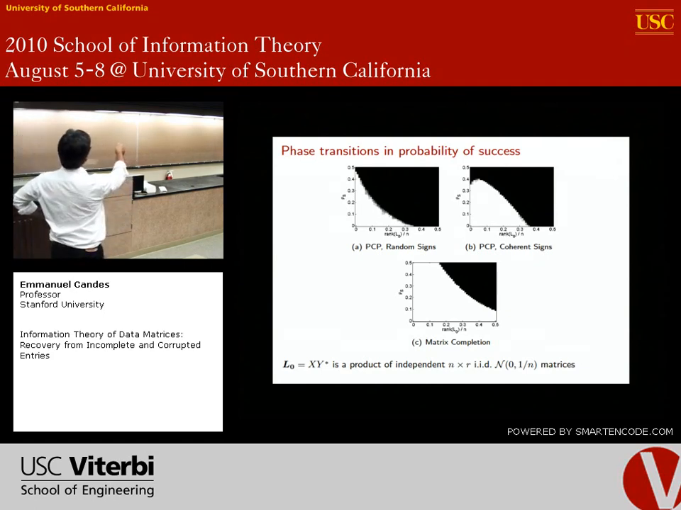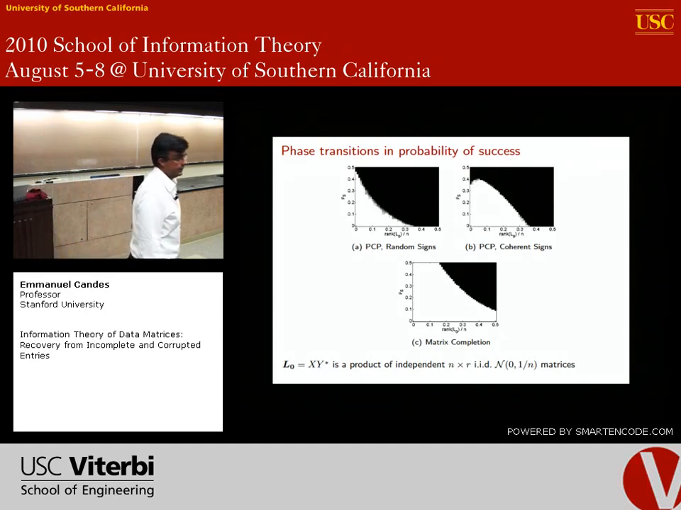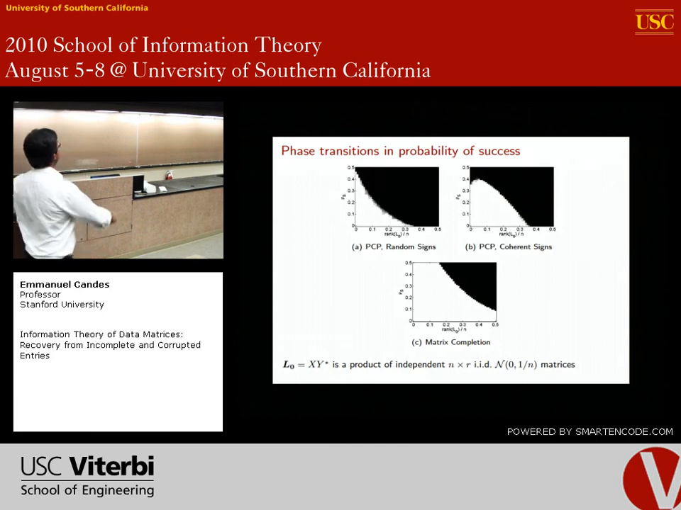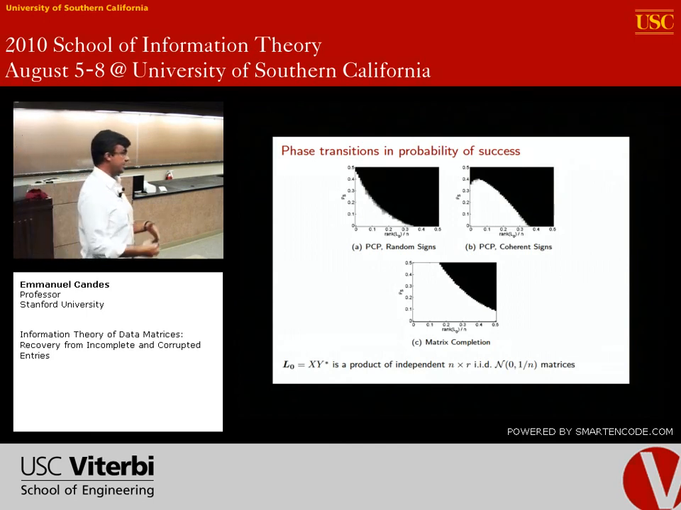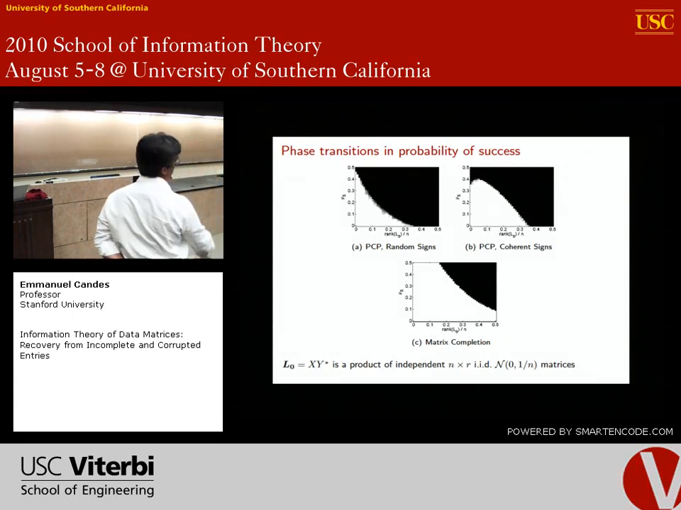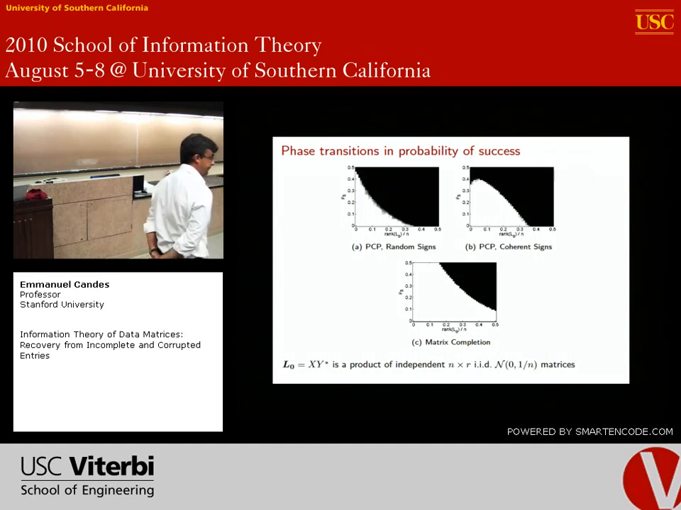For example, suppose you give me a matrix of rank roughly n over 10. Then as long as the number of corruptions is below 25%, this method works. You recover everything: you find all the corruptions and you recover this matrix of rank n over 10. Of course, as you reduce the rank, you can tolerate more and more corruptions, because you have to recover a simpler and simpler object. And when you increase the rank, of course, the fraction of errors goes down.